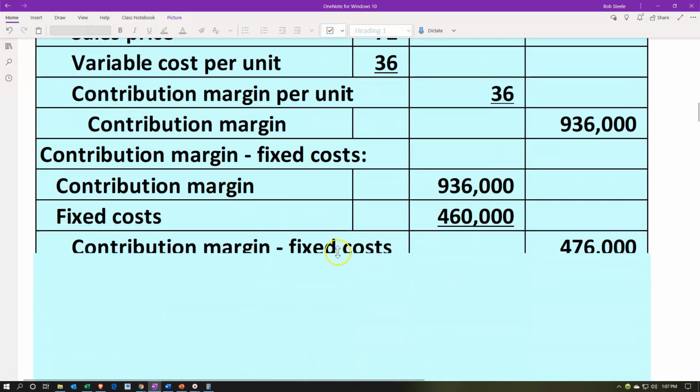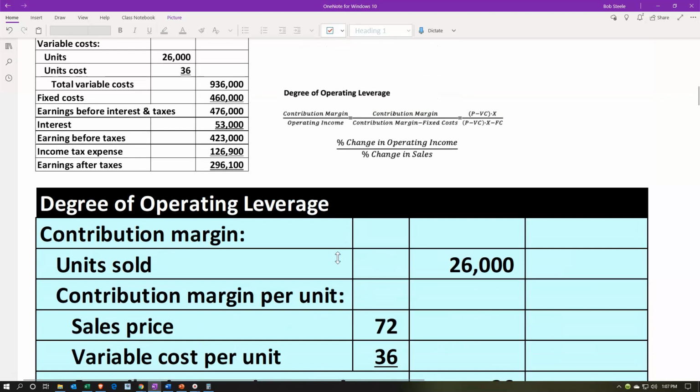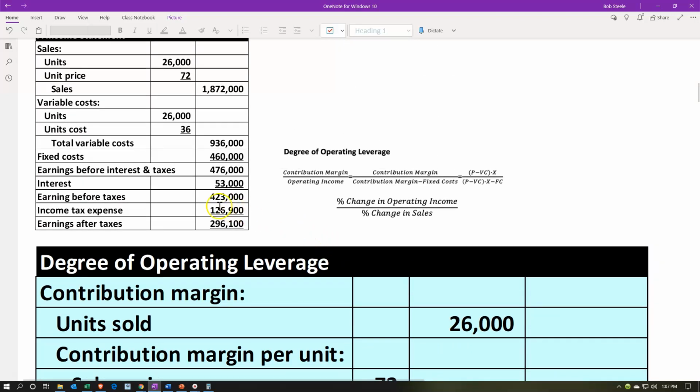And that will then give us our contribution margin minus our fixed cost, so the 476,000, which is kind of like our operating income, which on a normal income statement you would typically see in a multi-step income statement. We also could have simply gotten it here by picking up this $476,000 from our contribution margin income statement.